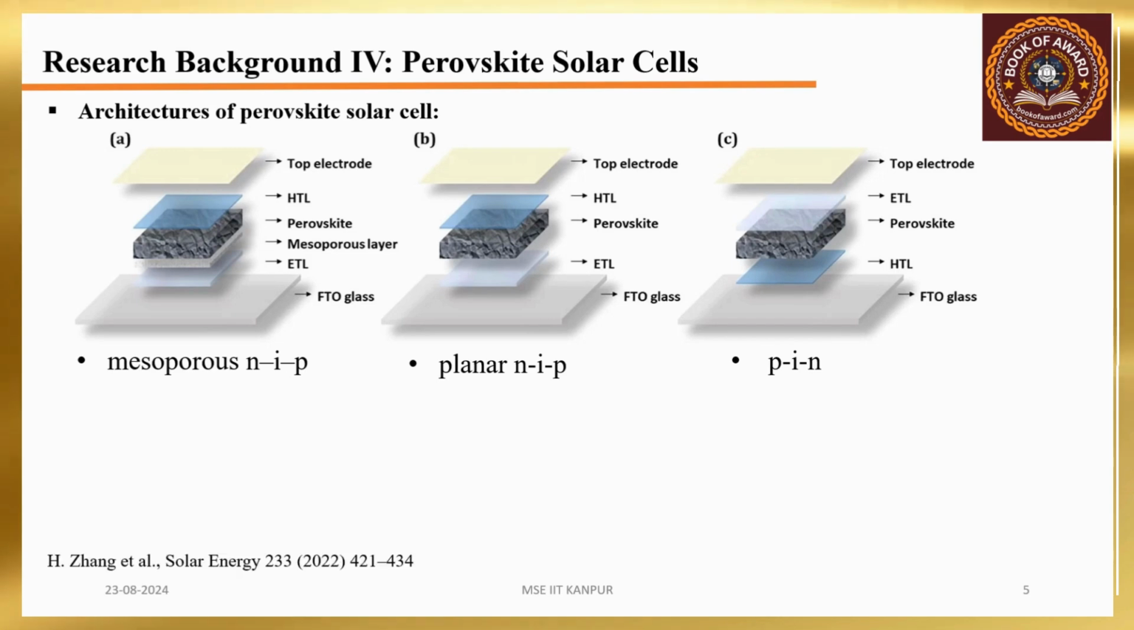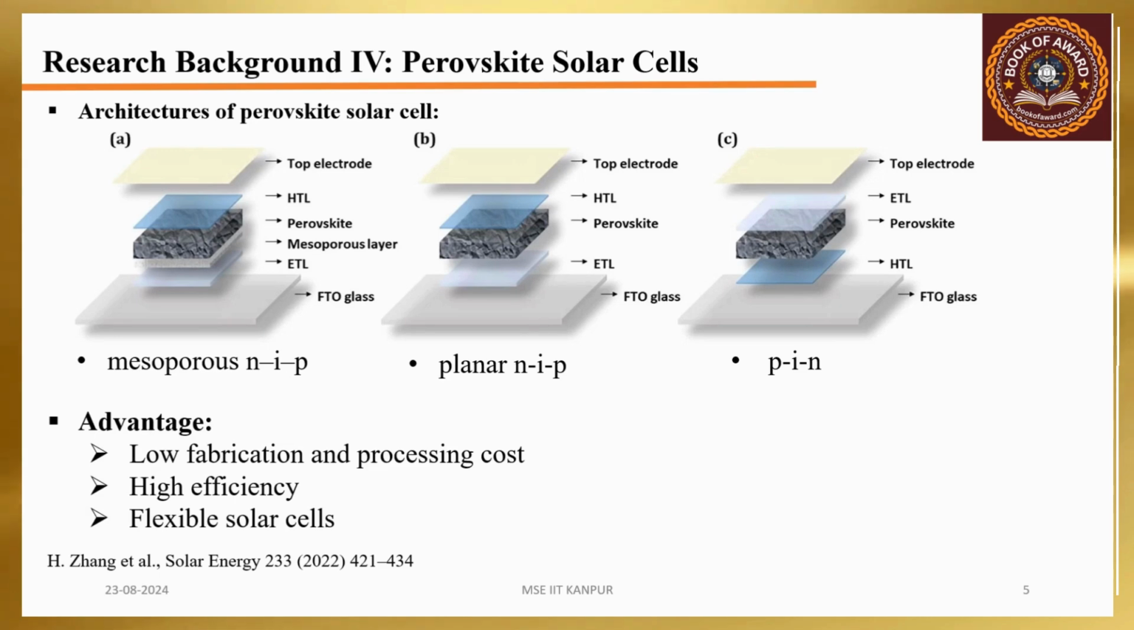There are many advantages of using the perovskite solar cell. Since perovskite material is available at low cost and it is based on solution based fabrication, it has low fabrication and processing cost. It gives high efficiency because perovskite materials have good electronic properties. Since perovskite solar cells can be deposited on flexible substrates, they are flexible solar cells.